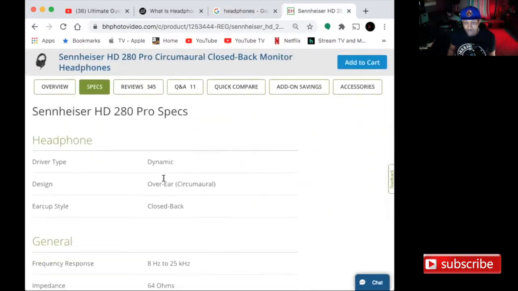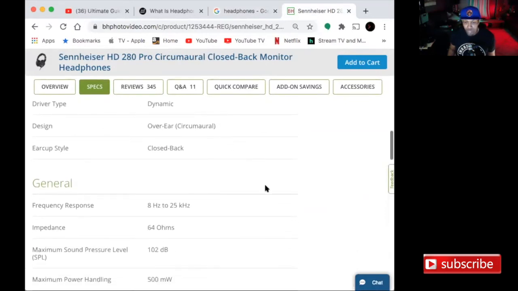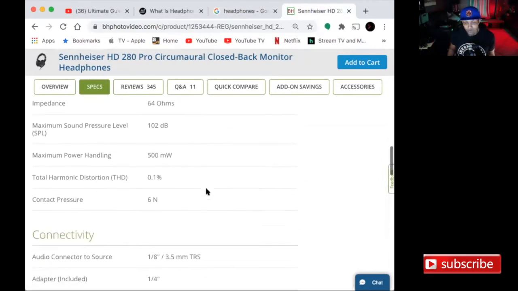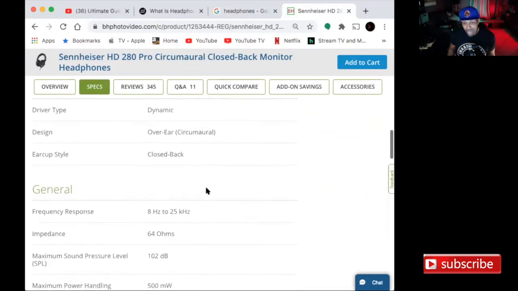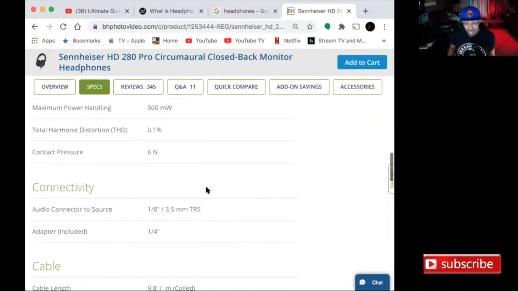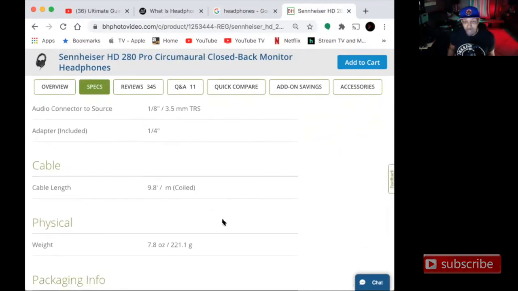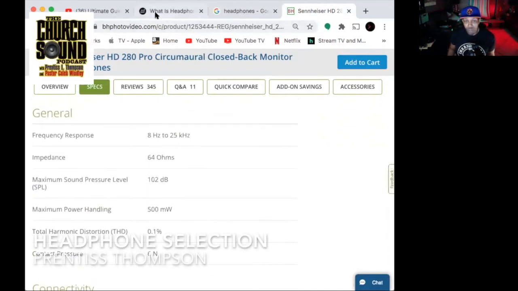If you look at specs, you'll see driver type, design: over the ear, closed back, what we just discussed. Frequency range means the high and low frequency. This is what you want to know right here. Impedance, 64 ohms. So do your due diligence, and also the connector. It's very good to know what type of connector. Is it a coiled cable? Is it a straight cable? That's something else you would want to know.